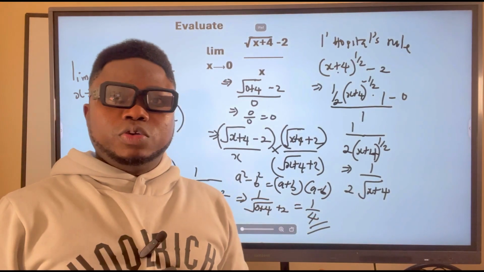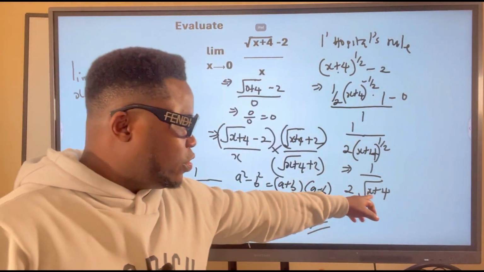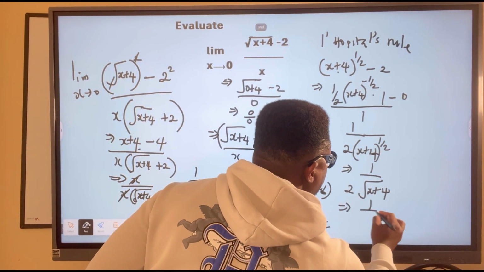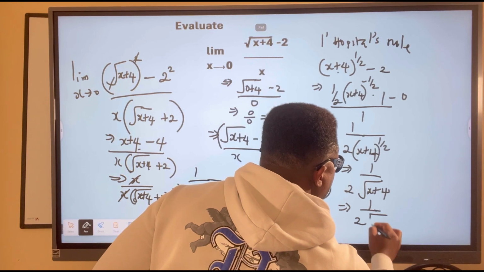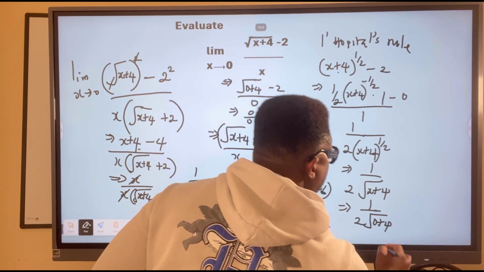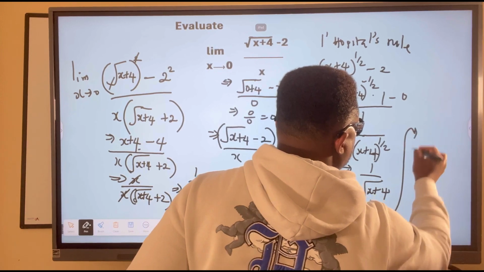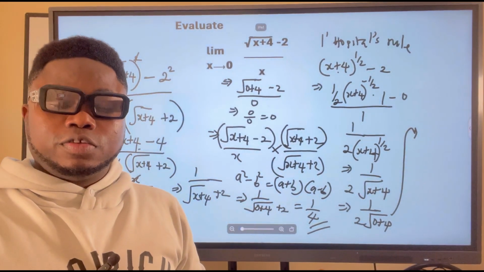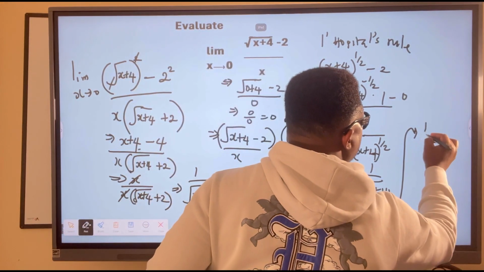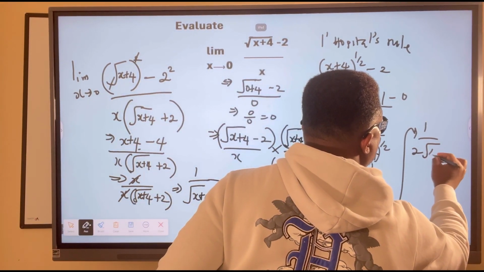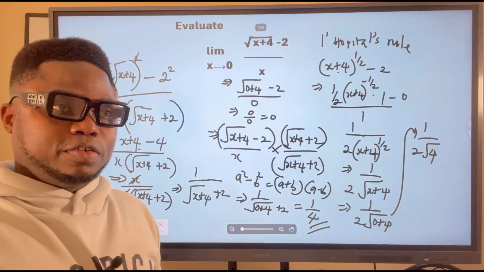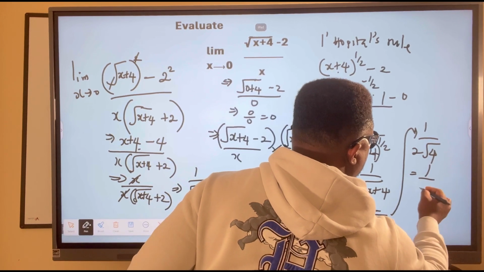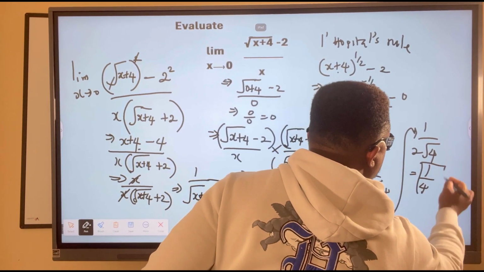Okay, what do I need to do again? I'm going to replace x with 0. Replacing x with 0, I'm going to have 1 over 2 square root of 0 plus 4. So 0 plus 4 is 4, and I'm going to have 1 divided by 2 square root of 4. Square root of 4 in mathematics is 2. So 2 times 2 is going to give me 4. You can see this is 1 over 4.